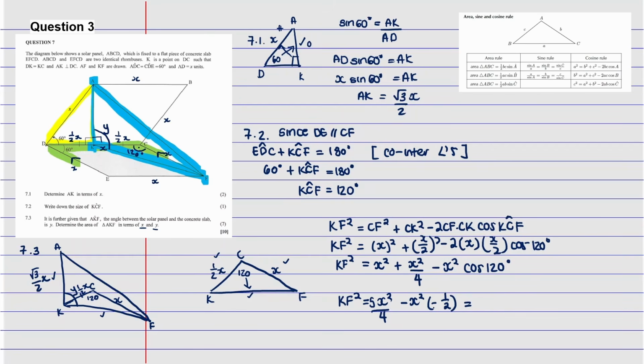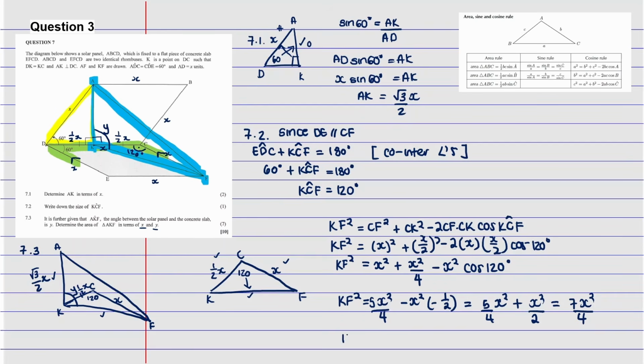So this is going to be the same as 5 over 4 X squared. Then a negative and a negative is going to give you a positive, so this is going to be X squared divided by 2, right? So your answer here, adding them together, is that KF squared is going to be equal to 7X squared divided by 4, right?